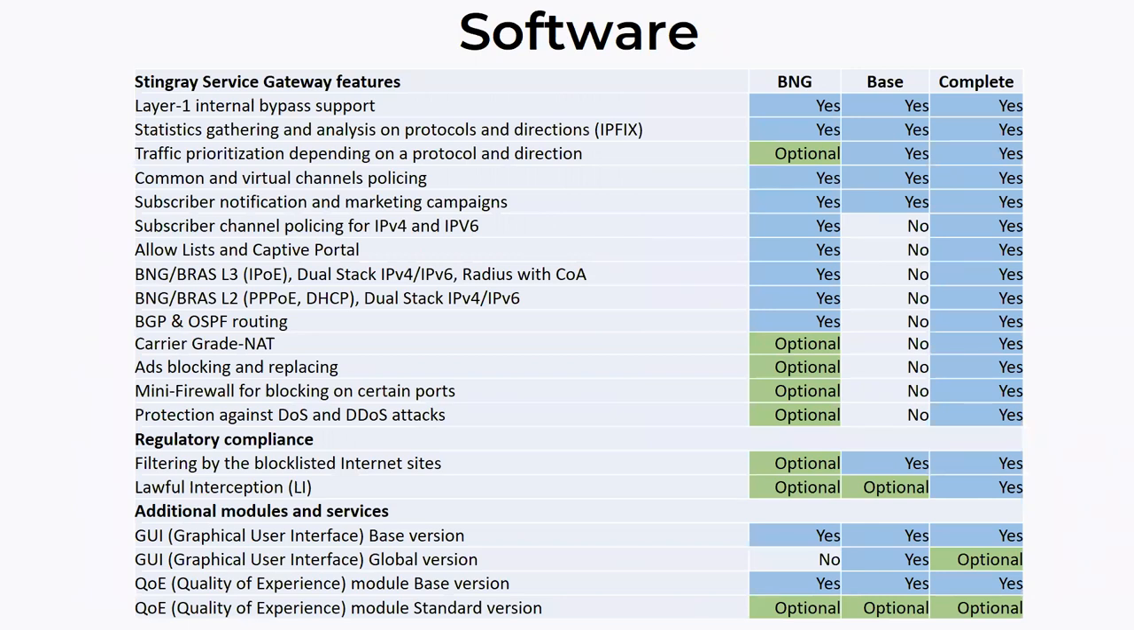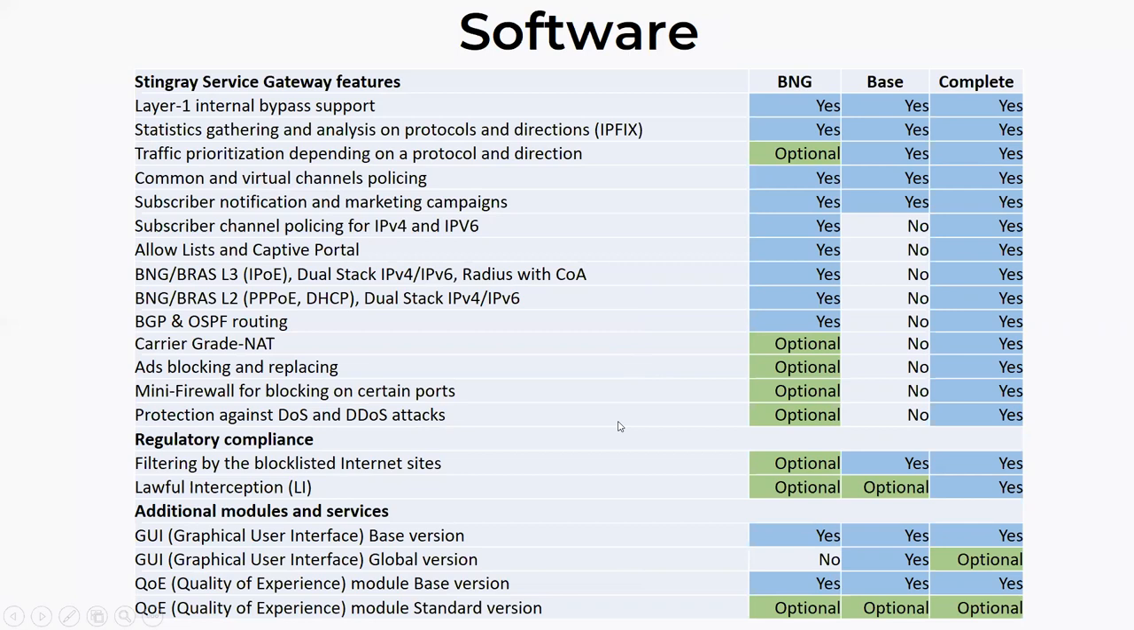If we refer to a software part of the solution, it is important to say that SSG has three different editions, BNG, base, and complete. The first edition, which is called BNG, is the most popular. It includes all functions that each modern ISP needs, such as NAT, routing, subscriber termination, captive portal. Subscriber channel policy may be executed by some usual metrics as well as by application layer protocol.